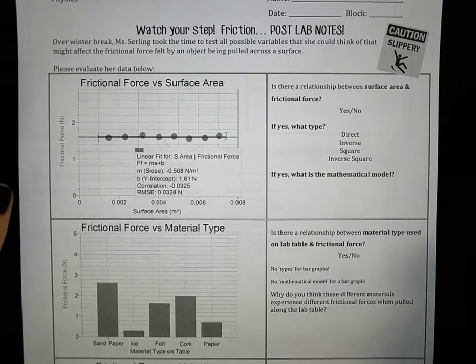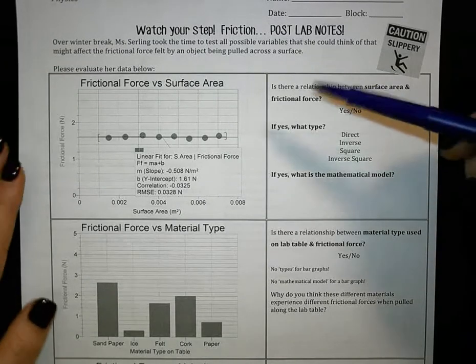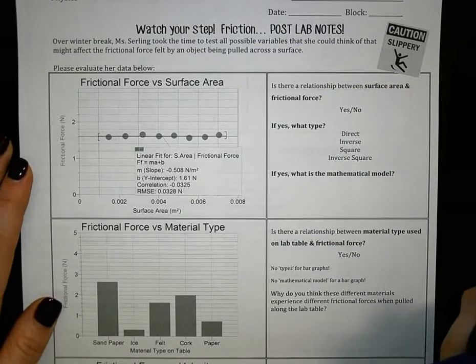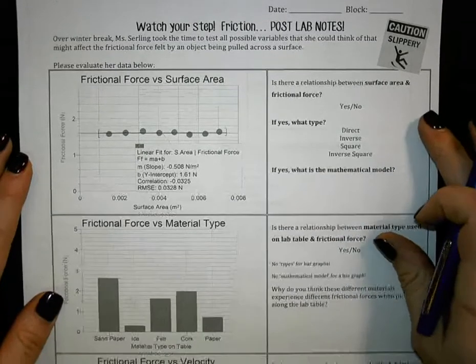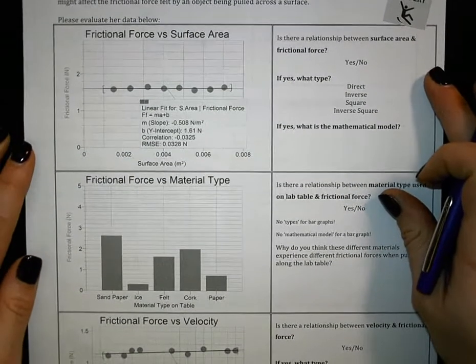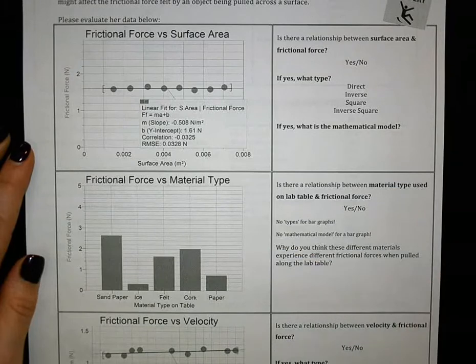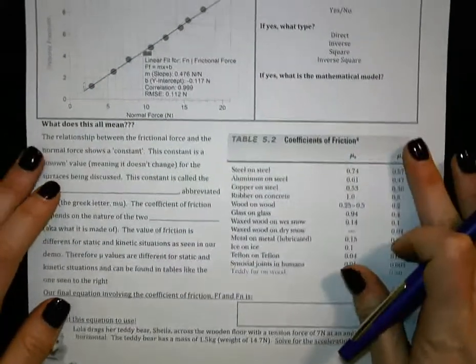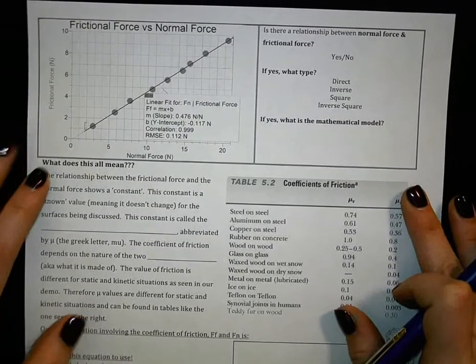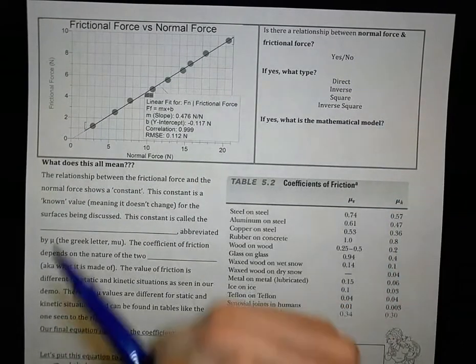Alright, so for the post-lab notes, you should have gone through and evaluated what you saw for relationships with these first three graphs on the front page: surface area, material type, and velocity. And then on the back page, this is where we're going to start, you have your frictional force and normal force and how those two relate.